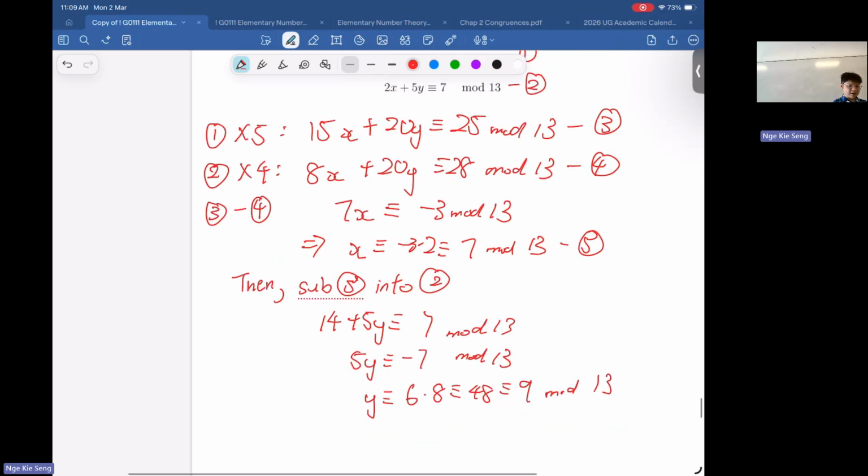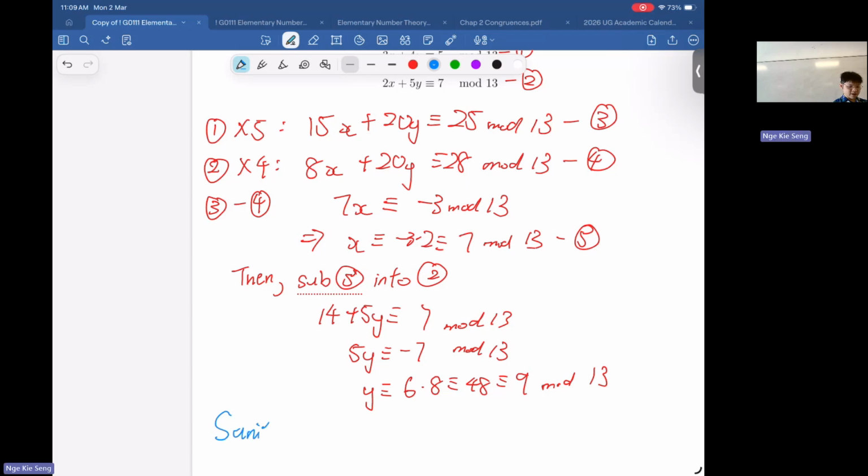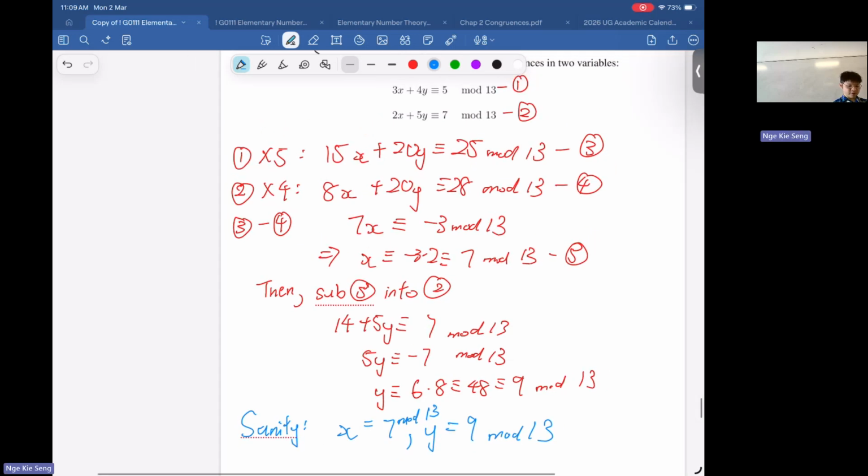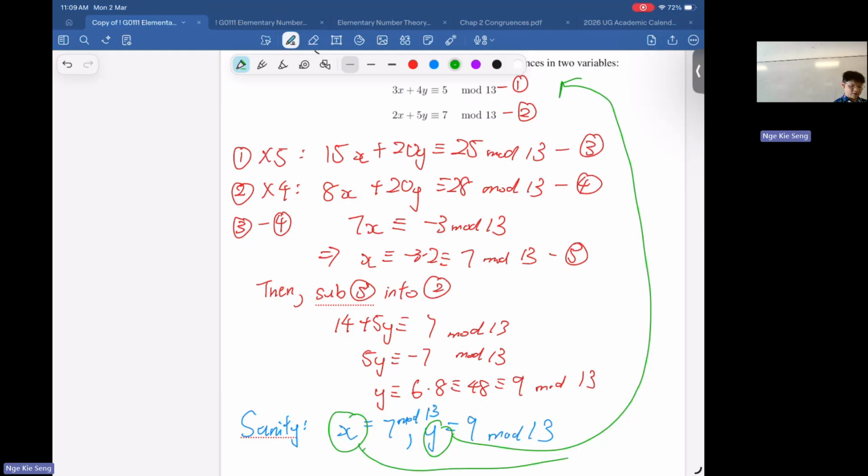Okay, so you can do some sanity check. Check whether x ≡ 7 and y ≡ 9 will solve the equation. You know how to check? So you just put your x and y back into your equation 1 and 2. Check them. Okay, see whether you get 5 and 7. Okay, does it make sense? So what I want to present to you is very similar to what you do in your high school and linear algebra.